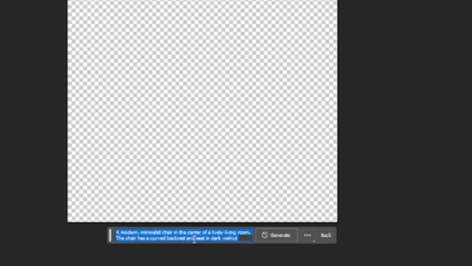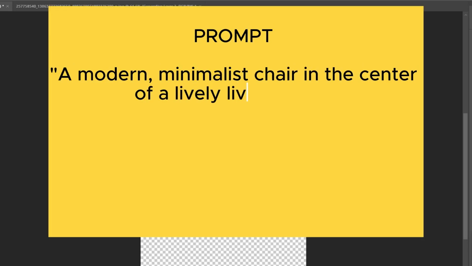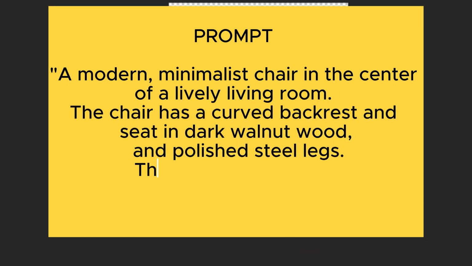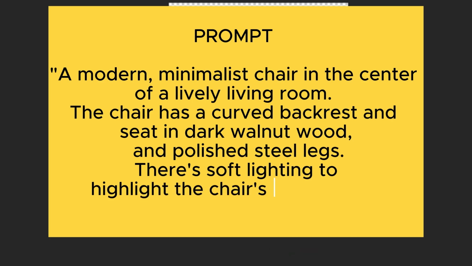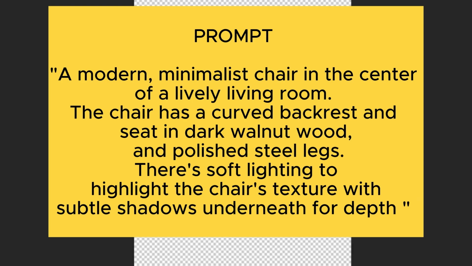Now, let's head over to our canvas and select the whole canvas. This will show the dialog box where you can type in a description of what you want to create. In our case, we'll type in the prompt, a modern minimalist chair in the center of a lively living room. The chair has a curved backrest and seat in dark walnut wood and polished steel legs. There's soft lighting to highlight the chair's texture with subtle shadows underneath for depth.